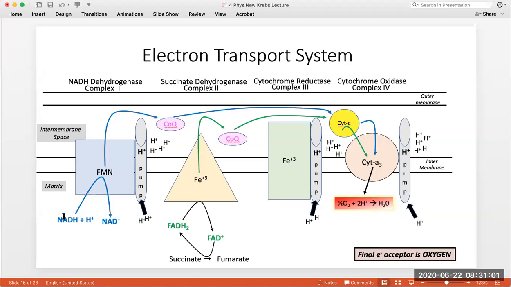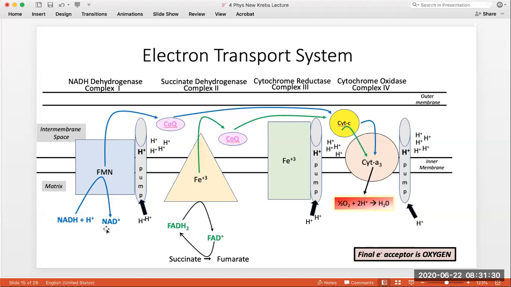It doesn't matter where it comes from. If the electrons are being transferred by NADH plus H plus, they get transferred to FMN, which is one of the components of complex 1. So NADH dehydrogenase, it's going to dehydrogenate this. So it's going to pull a pair of hydrogen ions off of NADH plus H plus. That will oxidize it to NAD plus. The electrons get transferred to FMN.